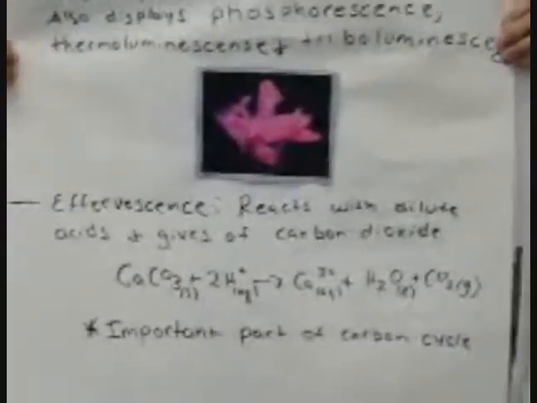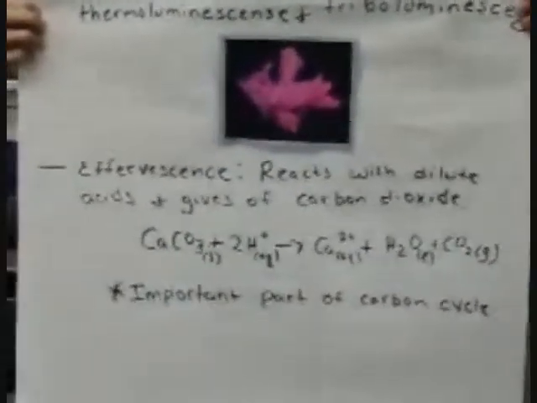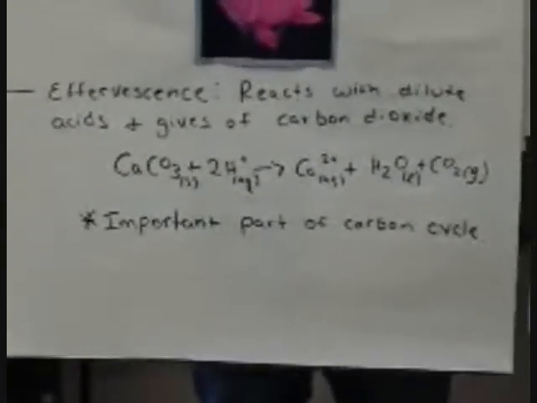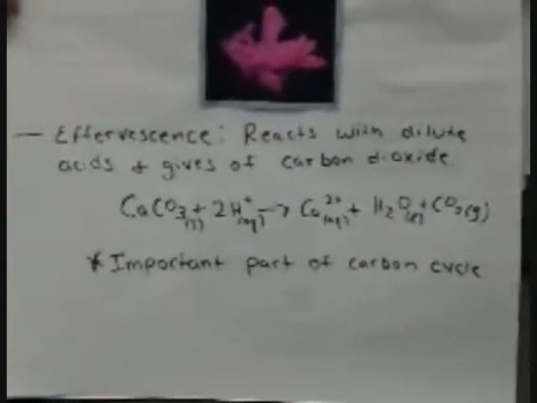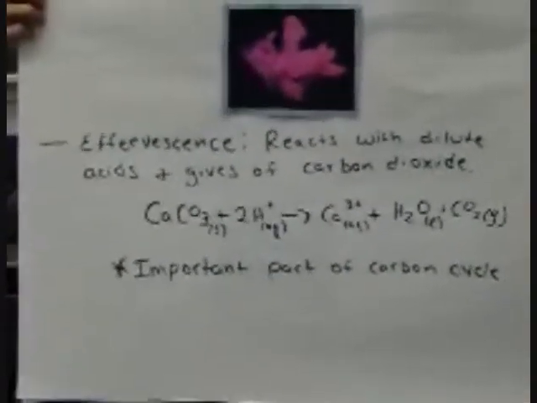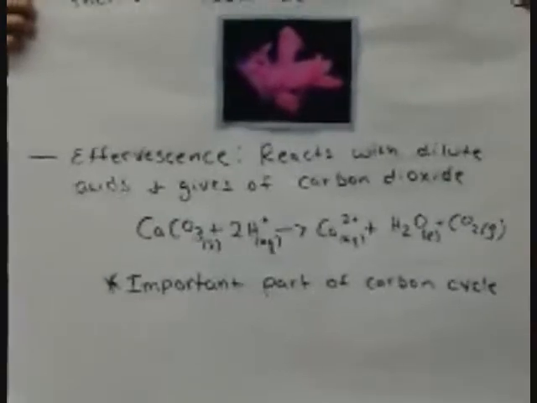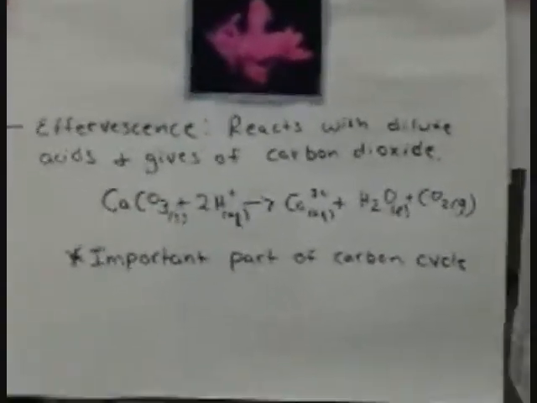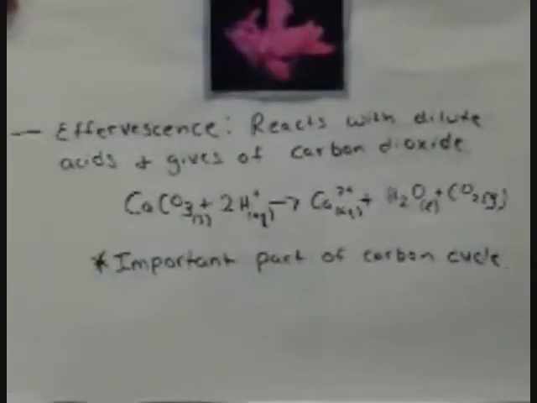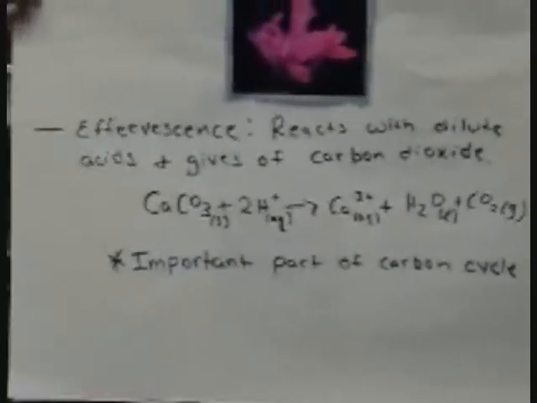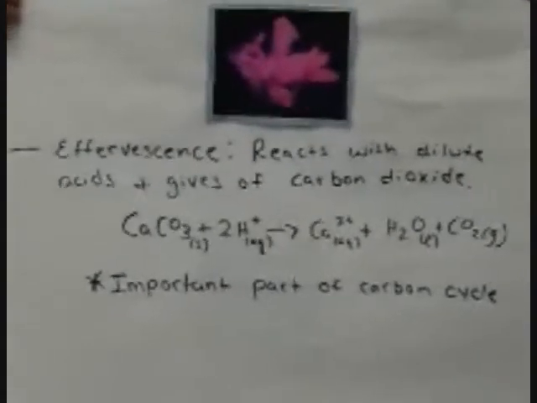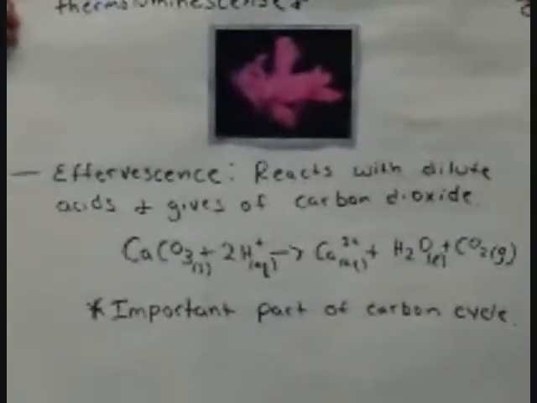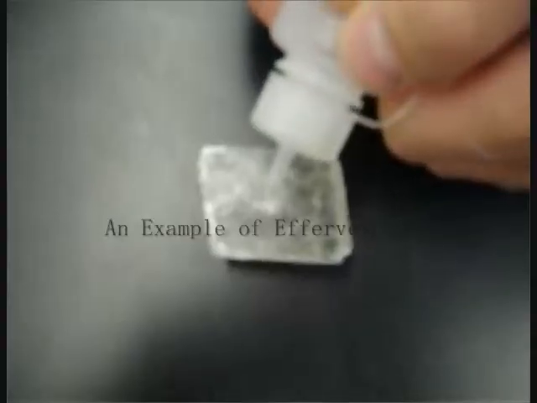Calcite also displays effervescence. It reacts with dilute acids and gives off carbon dioxide. This is an important part of the carbon cycle because marine animals use calcium carbonate for their shells, and it traps some of the carbon dioxide that would later be introduced into the atmosphere in their shells, and it also puts it in the limestone and all the stuff that results from that. So ultimately, it helps our world from overheating because of greenhouse gases from the release of carbon dioxide. Yay for calcite!